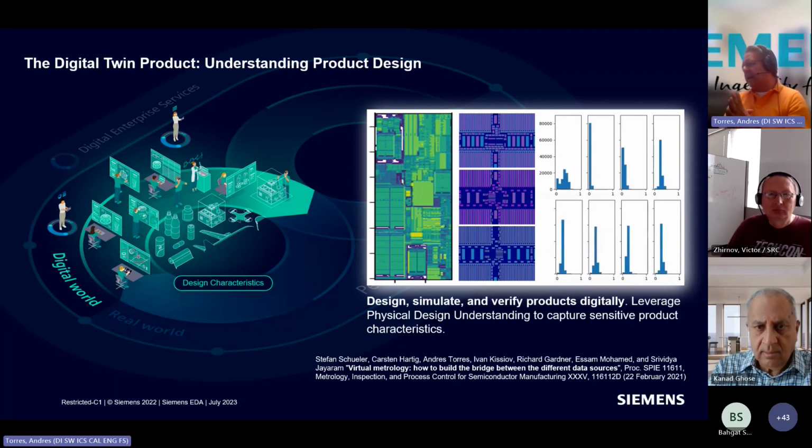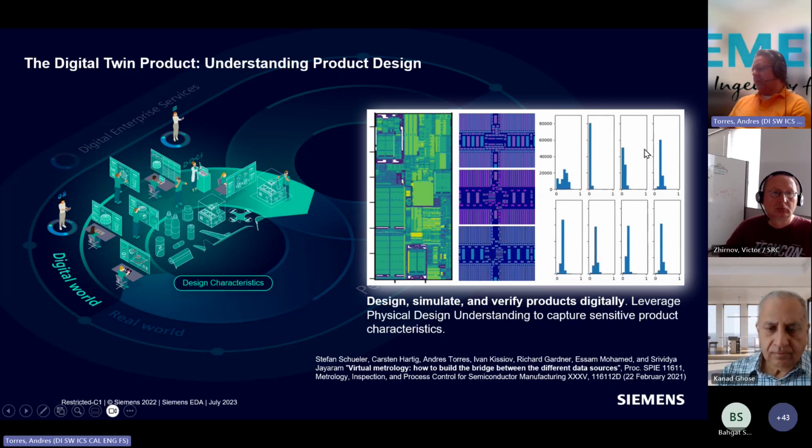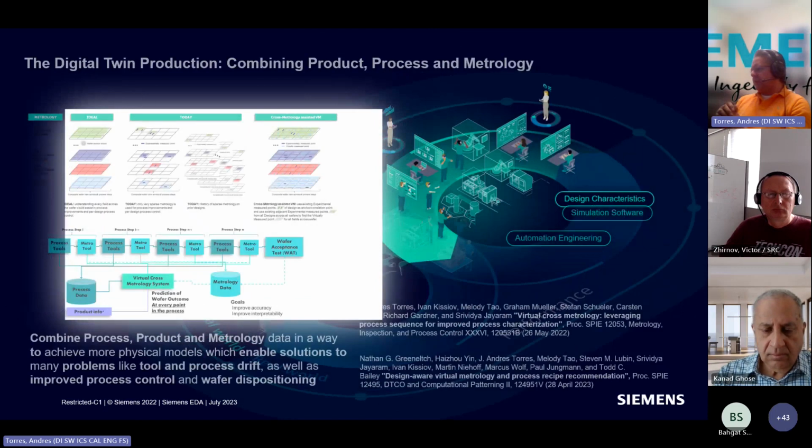Thank you. So what we are going to be trying to do is to look at the characteristics of the design and incorporate that information. From the point of view of Siemens CDA, we are very proficient in understanding the physical verification, optical proximity correction, and so on of specific electronic devices. We do a characterization of those specific products, and we collect information that is then going to be propagated forward to the production side.